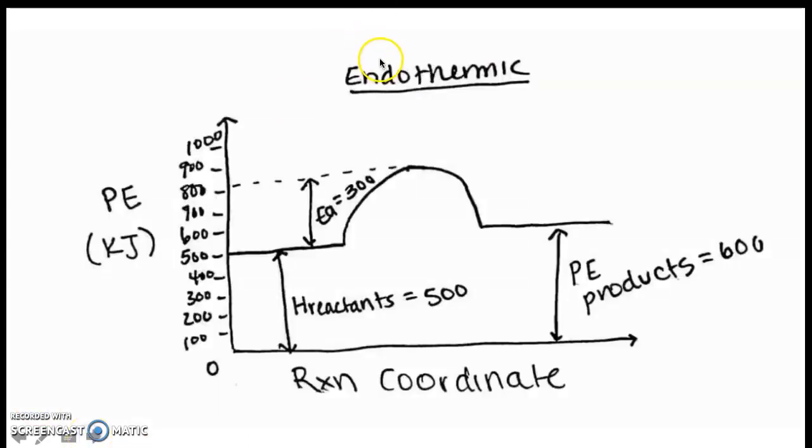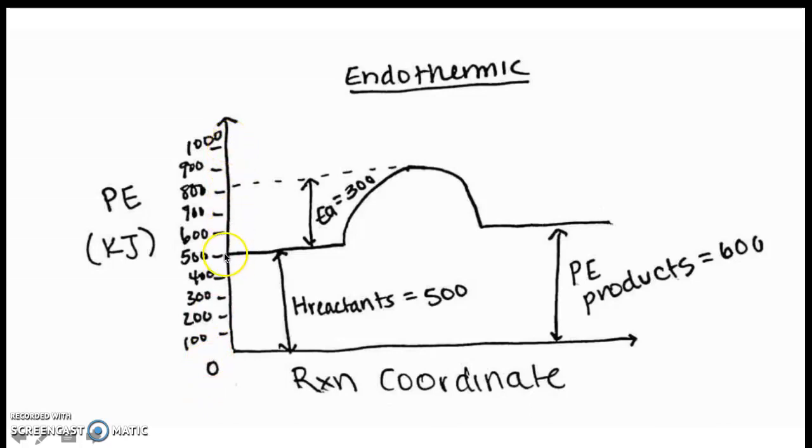So this is an endothermic reaction. You were given H reactants, the activation energy, and the enthalpy of the products, or the potential energy of the products. So your y-axis should be potential energy in kilojoules. For your reaction coordinate or time on the bottom, I did a scale by 100 from 0 to 1000. You didn't have to go quite that high.